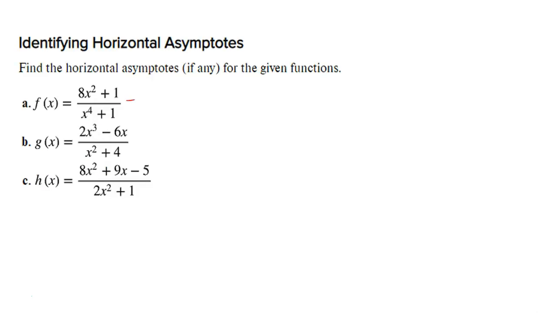So if we want to determine the horizontal asymptotes here, 4 is in the denominator, 2 in the numerator. Because the power in the denominator is greater than the numerator, y equals 0 is our horizontal asymptote. Here the power in the numerator is greater. So there's no horizontal asymptote there.